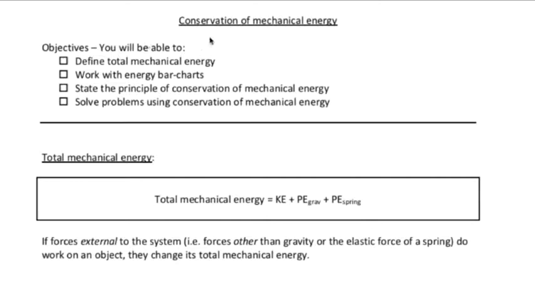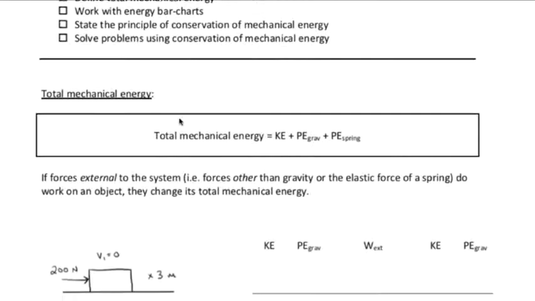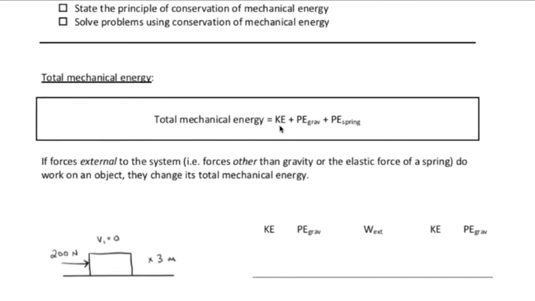This lesson is about conservation of mechanical energy, and here are your objectives. First, let's define total mechanical energy. We'll define it as the sum of an object's kinetic energy, gravitational potential energy, and spring potential energy.